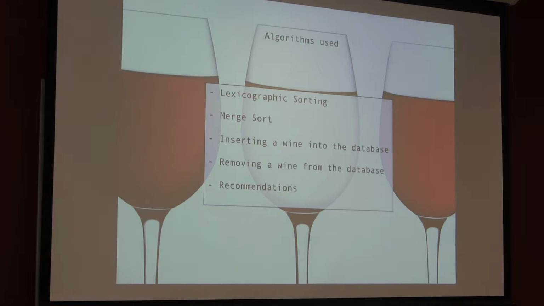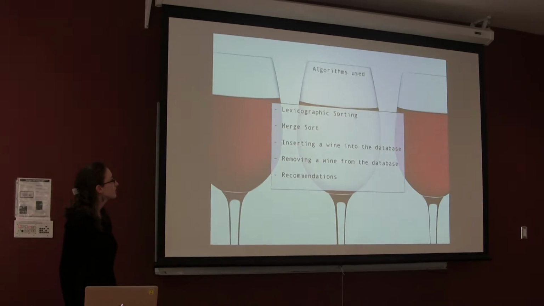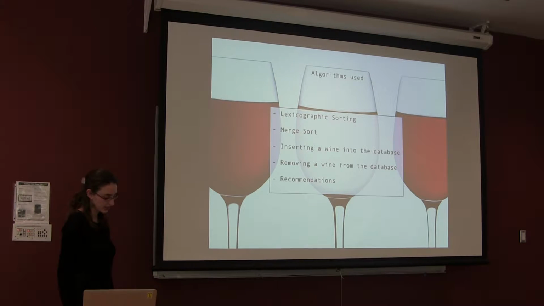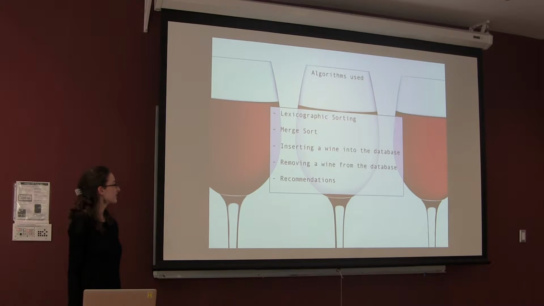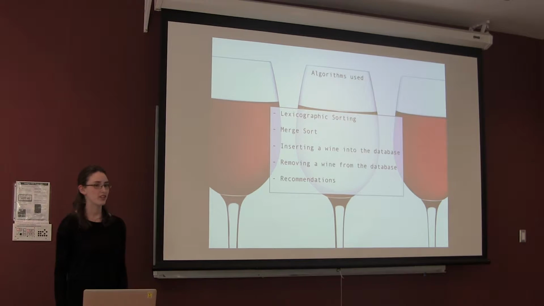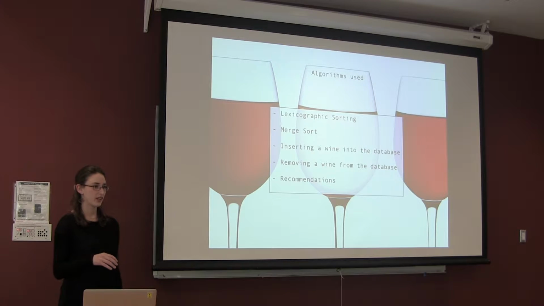So I used a number of algorithms. Lexicographic sorting is basically pre-order traversal, which we've done in lab. The only difference, and complication, is that rather than having 2 children, so you go left, root, right, you have 26 children for each letter of the alphabet.